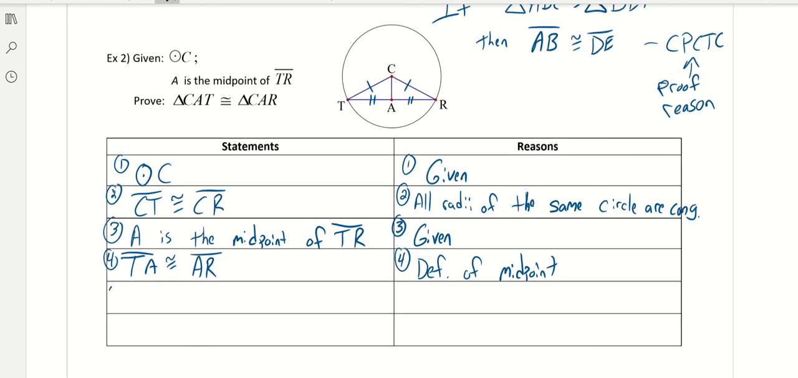All right, what else do we know? Well, we know that CA is congruent to itself. CA is congruent to CA. Did you remember how we know a segment is congruent to itself? It's the reflexive property.